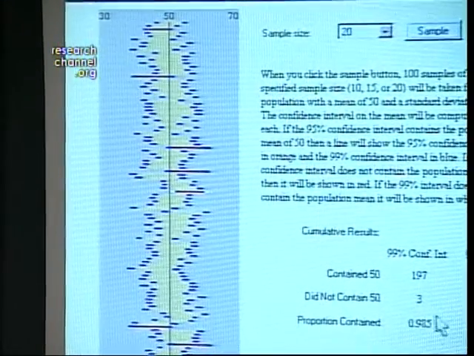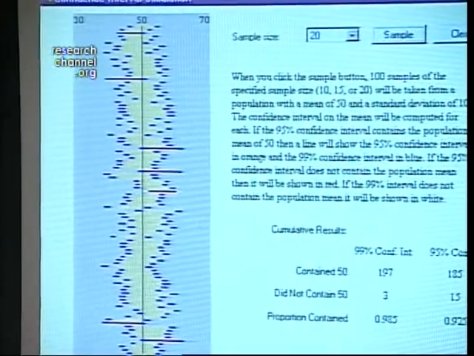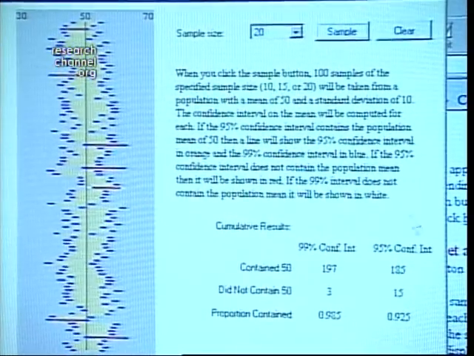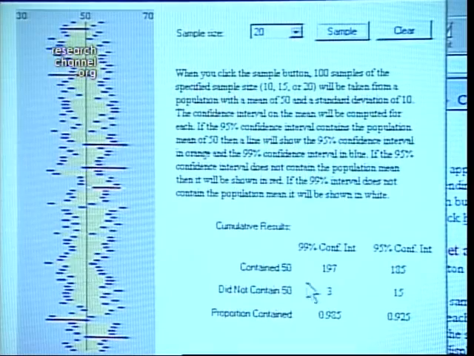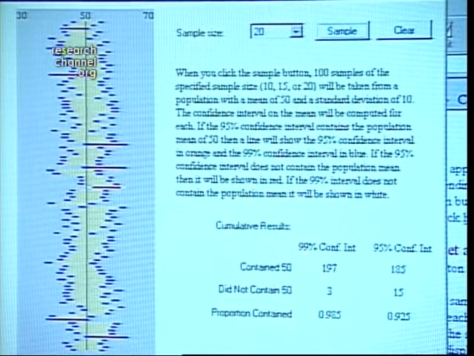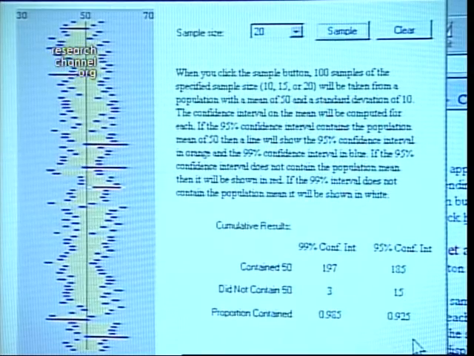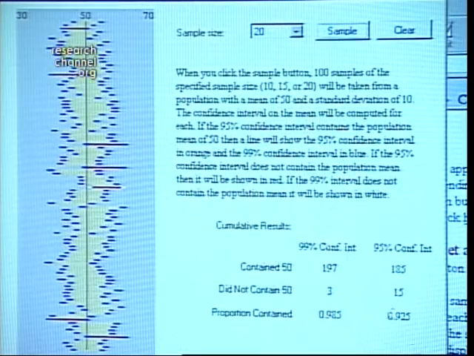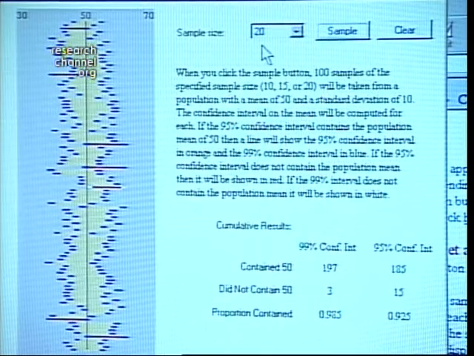If we looked at the cumulative result that's here, we would see that out of the 200 samples that were taken, 185 contained the true mean of 50, and 15 did not contain the true mean. So in fact, the proportion that was contained was about 92.5%, almost 95. The reason it's not exactly 95 is because this is just 200 of the possible samples, not all possible samples.